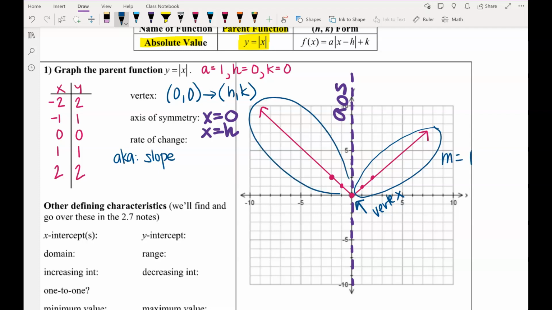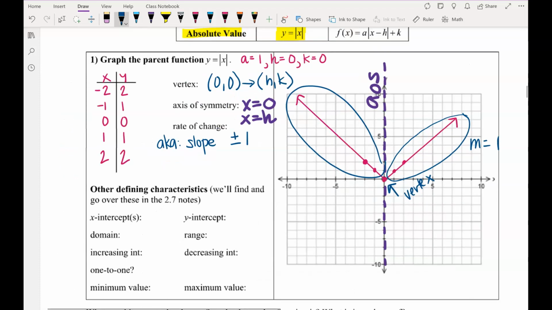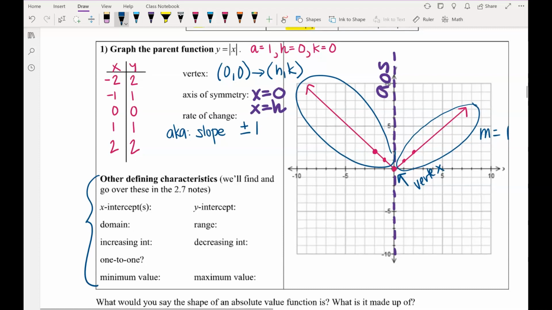What's the line on the left? Negative 1. So students, every single absolute value will have 2 slopes. They're both 1, but they're going to be plus and minus 1. We have 2 slopes for each one. Now, these right here, we're going to study them in 2.7. But that's all we've got to do for that one.